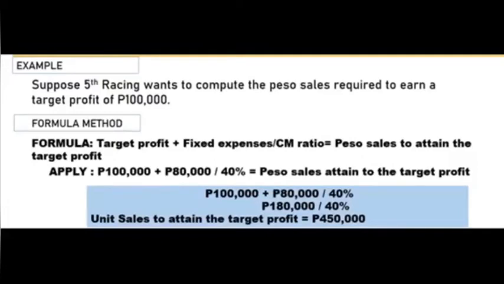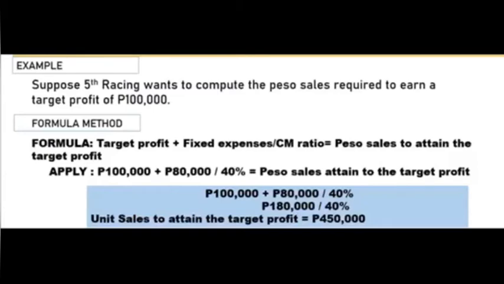But they differ in the formula. So for the formula method, it is target profit plus fixed expenses divided by the CM ratio, which is equal to the peso sales to attain the target profit.